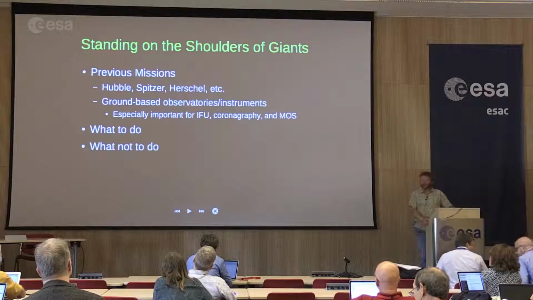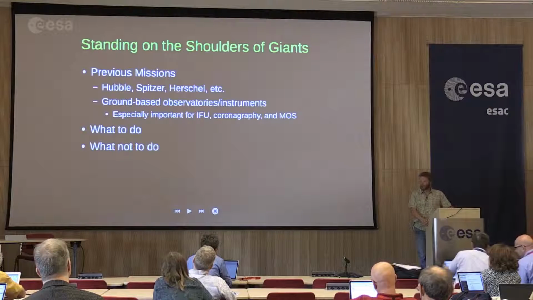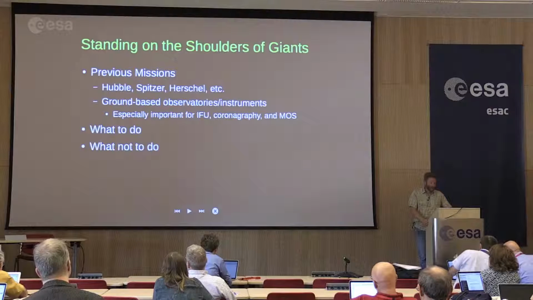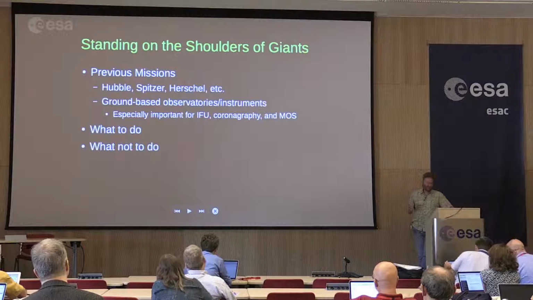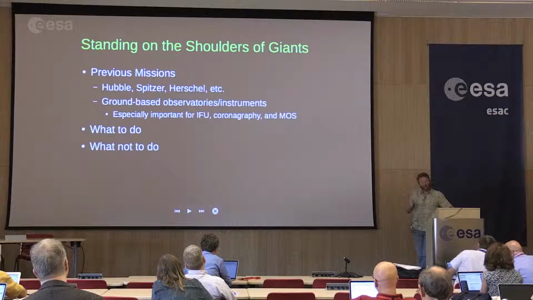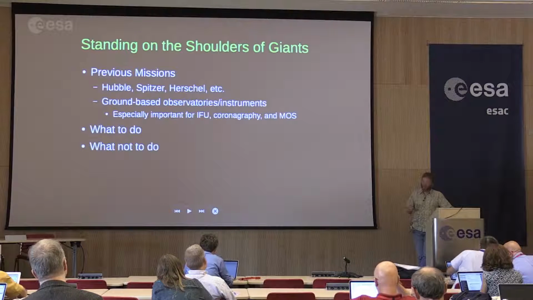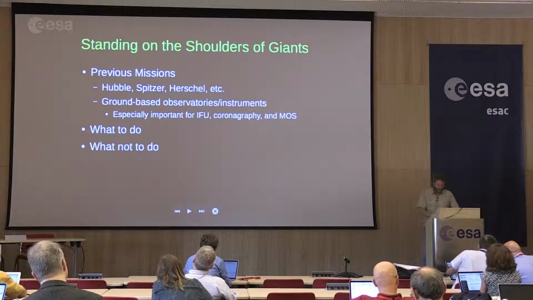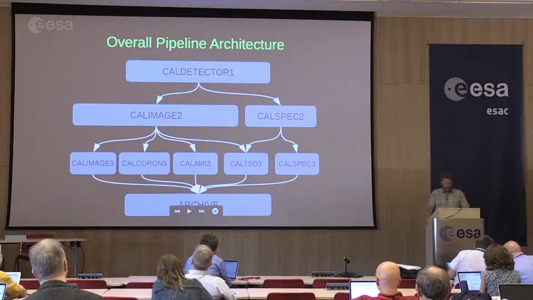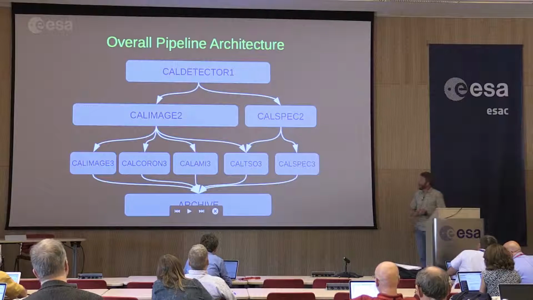I will point out that with the data reduction, we really are standing on the shoulders of previous missions: Hubble, Spitzer, Herschel, and ground-based observatories and instruments. And I would say that we're learning what to do and what not to do, right? So I've been on previous missions. Some things we made very good decisions, and sometimes we didn't, and we're definitely learning from that, I would argue. So here's the general pipeline architecture.